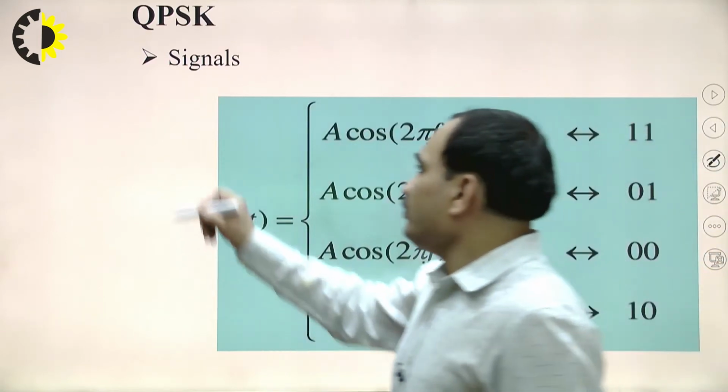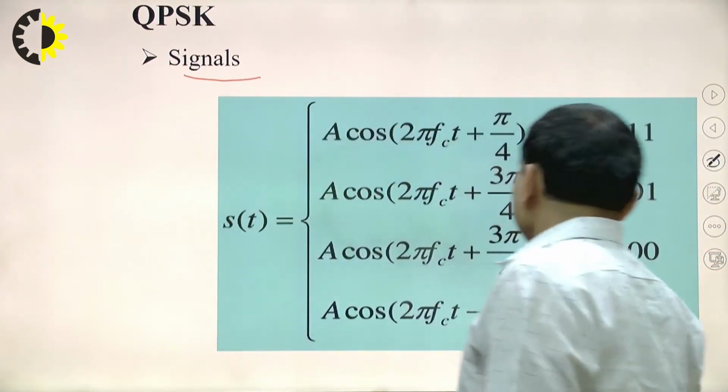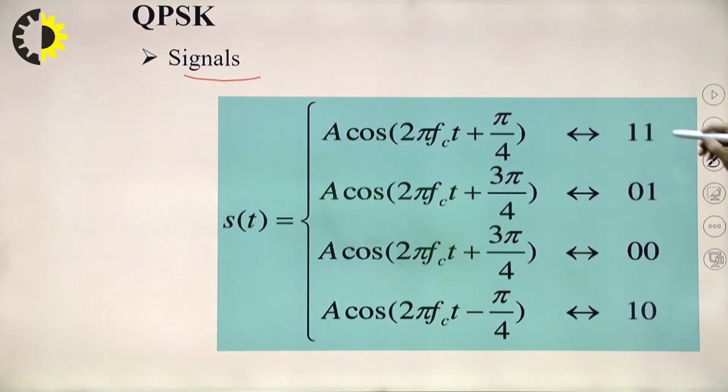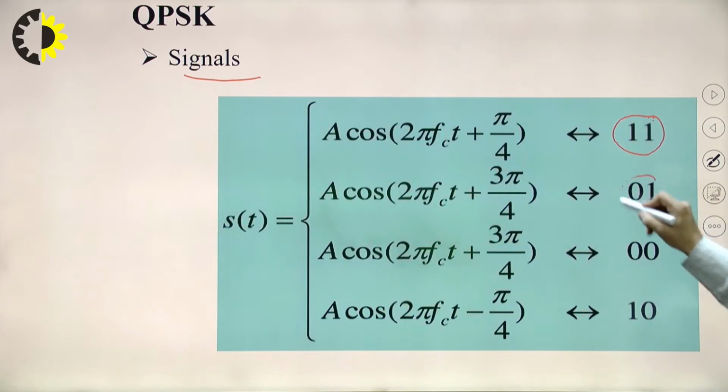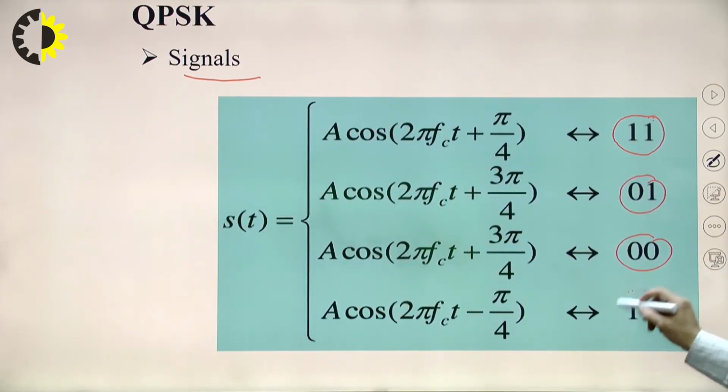So we have 4 different symbols which can be written as follows. For dibits, we are classifying 4 different levels, that is 11, 01, 00, and 10. So 4 different levels have 4 different phases.